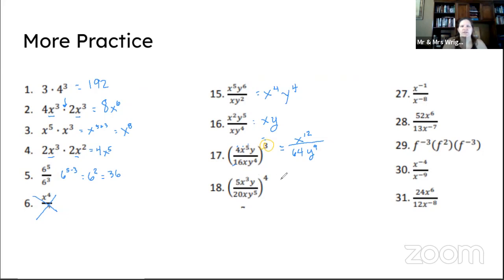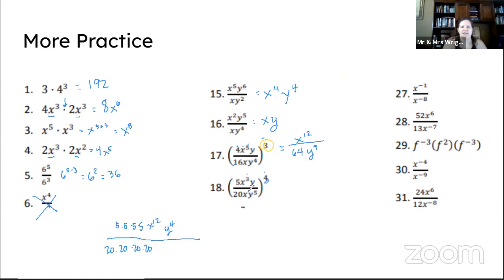We're going to go through the same process, but this time with the added exponent of 4 applied to everything in the parentheses. So I'm going to do 5 times 5 times 5 times 5, so 4 5s. And then x to the power of 3 times 4, which is 12. And then y to the power of 1 times 4, which is 4. And all of that is going to be over 20 raised to the power of 4. So 20 times 20 times 20 times 20.